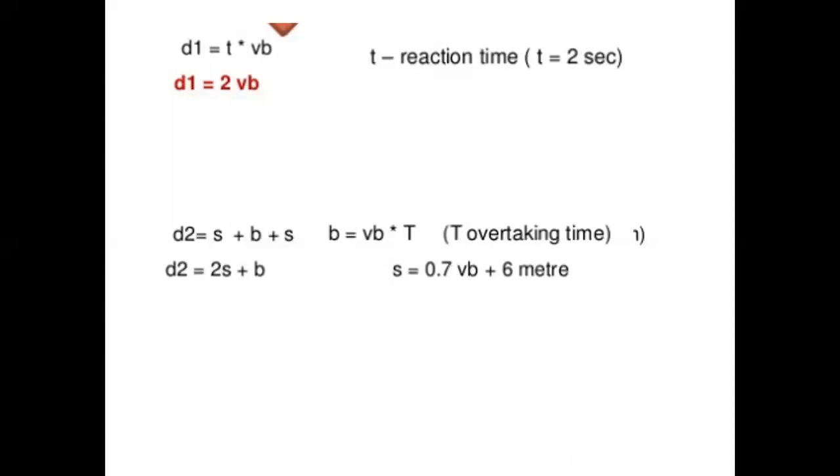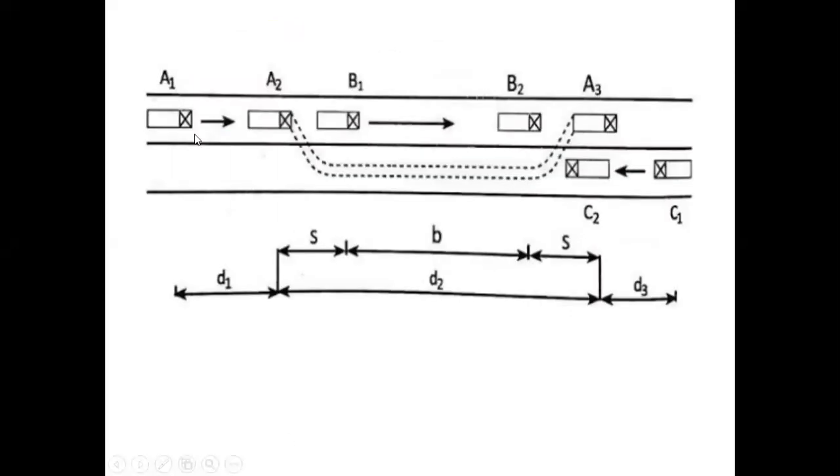Okay, so D2, we'll see the diagram. When D2 is happening, you can see the positions from A2 to A3. That distance is D2. So what is happening here actually? You can just think about what is happening here. The vehicle A is trying to move to the adjacent lane slowly. You can see here, right? He is moving to the opposite lane, and he is overtaking the vehicle B.